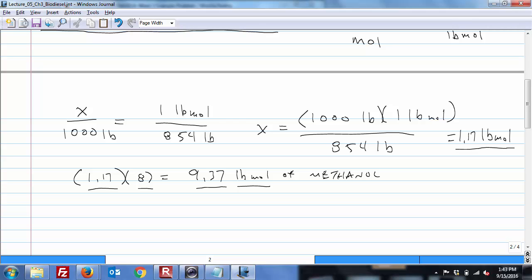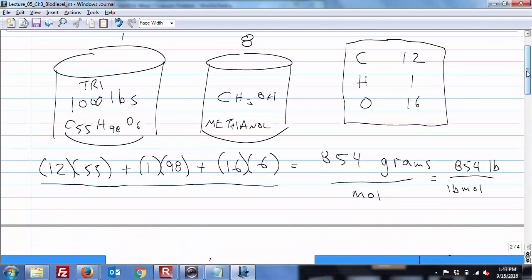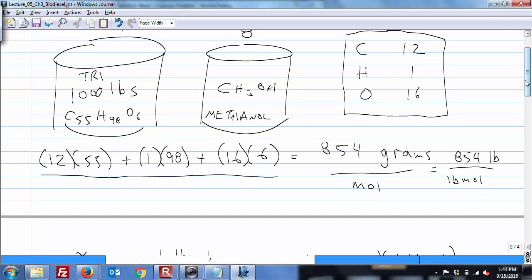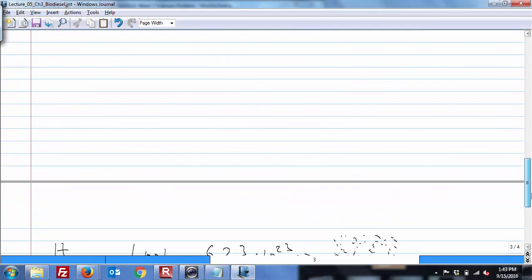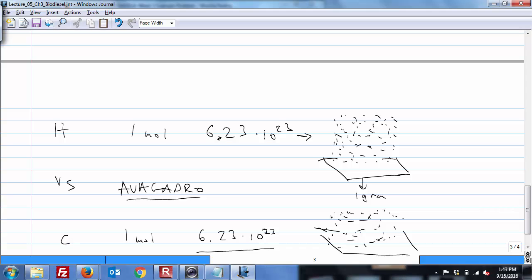Let's just copy that. Yeah, go ahead. The stoichiometric reaction. How are you getting this 12, 55, 98, 16, 6? Sure. Those are just the number of molecules? Exactly. So you have to look those up, or you just need those offhand? Well, I do know those offhand because those are the most frequently used.